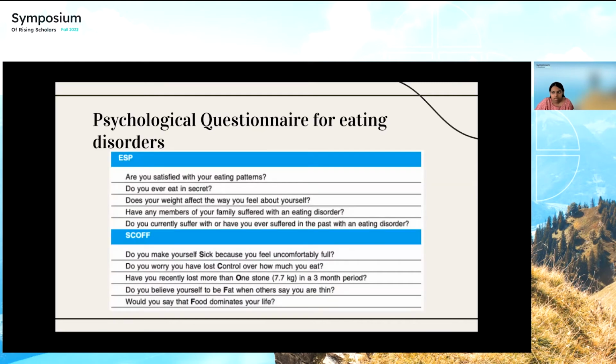Eating disorders are usually diagnosed through one of two psychological questionnaires, the ESP and the SCOP. ESP diagnoses eating disorders with a sensitivity of 100% and a specificity of 71%, while SCOP diagnoses eating disorders with a sensitivity of 78% and a specificity of 88%. So the ESP was generally better at ruling out potential diagnoses.